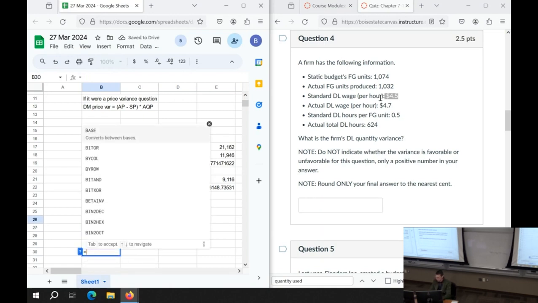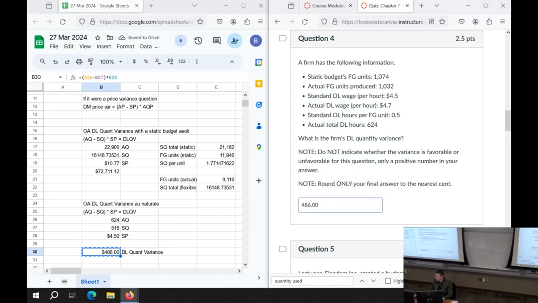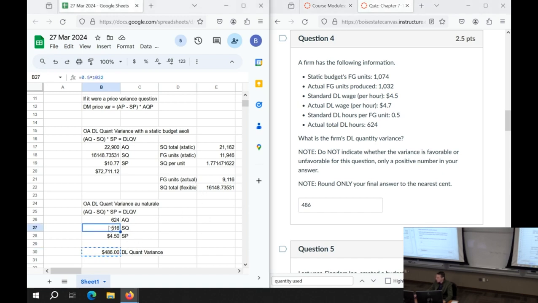We got, oh, put the parentheses in. No, not base. Parentheses. Actual quantity minus standard quantity all times the standard price. Right? So that should be our direct labor quantity variance. That should do it, I think. Does that look good? Okay. And if some questions, I'll just give you the total standard quantity of the flexible budget, and then you don't have to do even that multiplication inside the cell here.